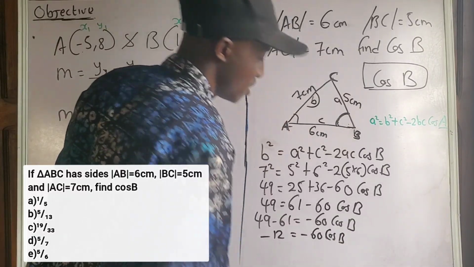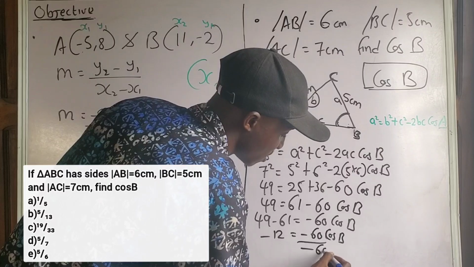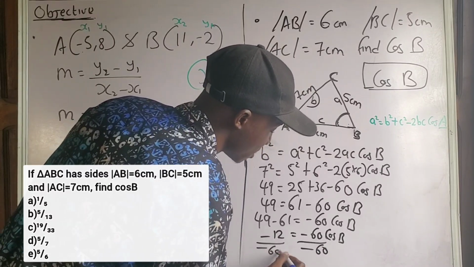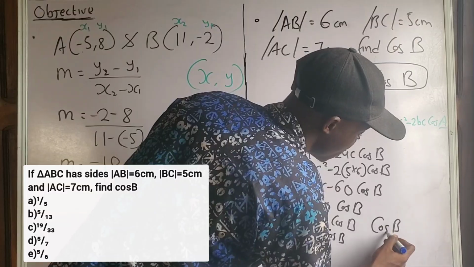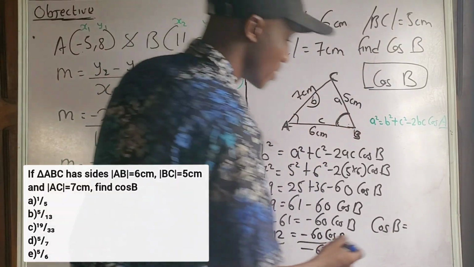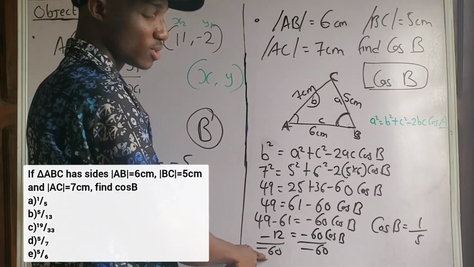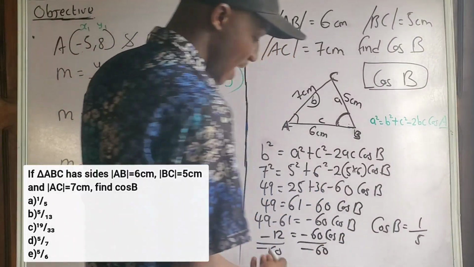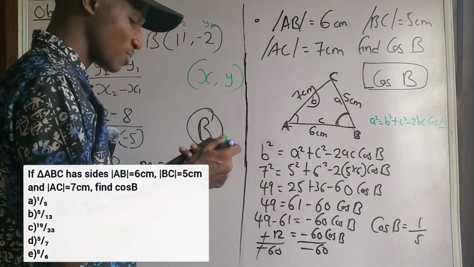Do you understand? Okay, to get the value of cos B, you are going to divide both sides by minus 60. This over minus 60, this over minus 60. So cos B is equal to 1 over 5, because 60 divided by 12 is 5. You understand? And the negative sign is going to cancel the negative sign. You understand? So cos B is 1 over 5.